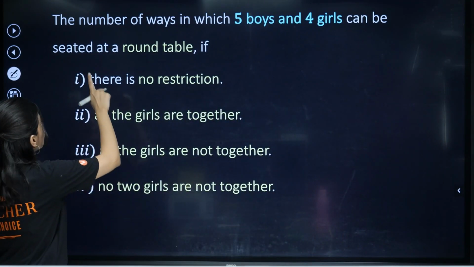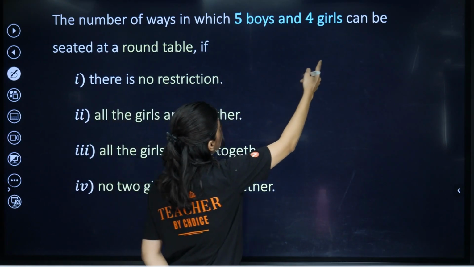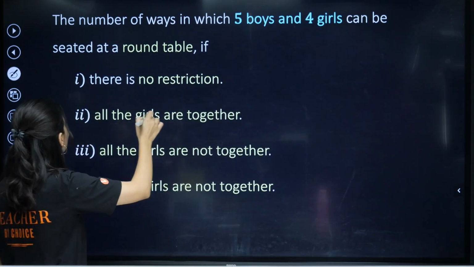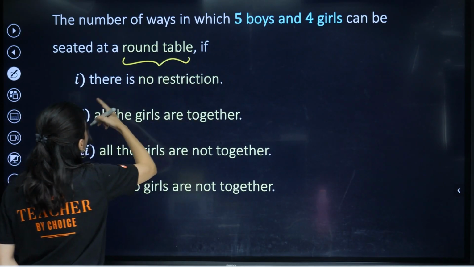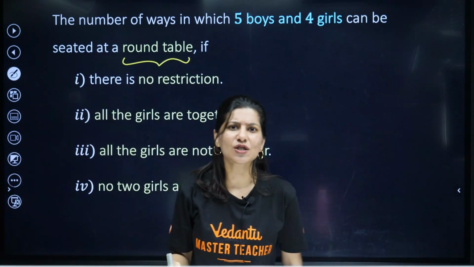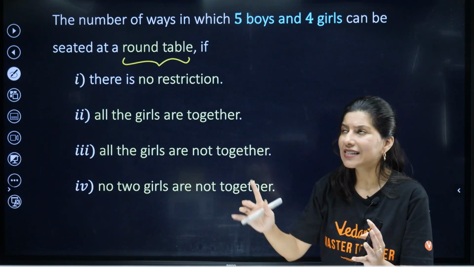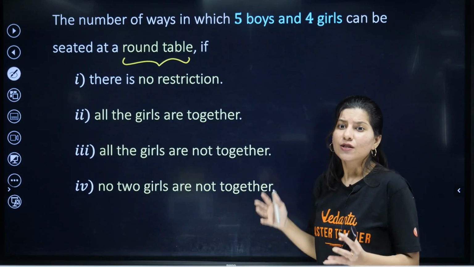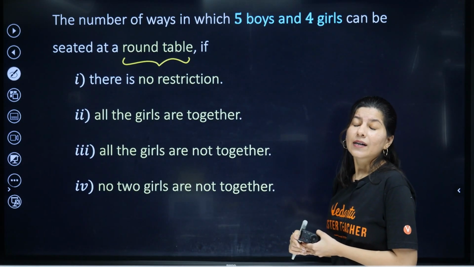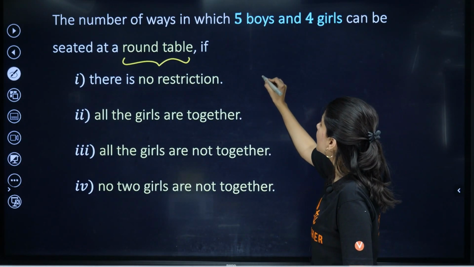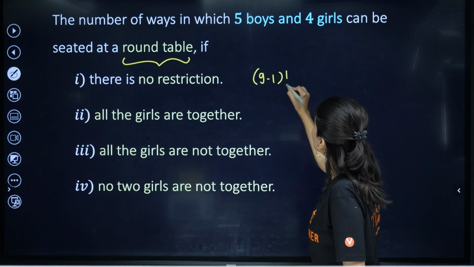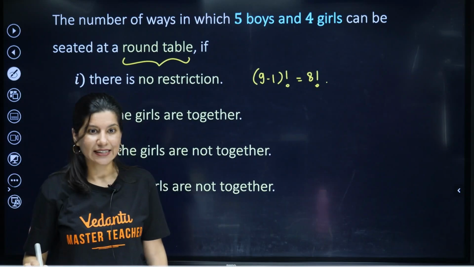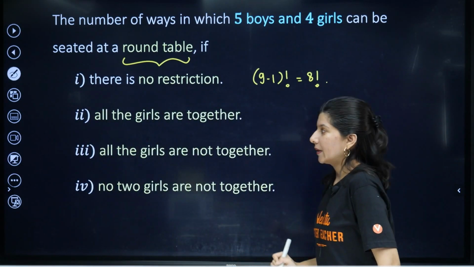First, the number of ways in which 5 boys and 4 girls, that means total 9 students, can be arranged in a round table if there is no restriction. No restriction means you can consider this as a pool of 9 students. No boys, no girls, no restriction. So 9 students arrangement in a round table can be done by (9 minus 1) factorial. That is going to become 8 factorial. Clear?